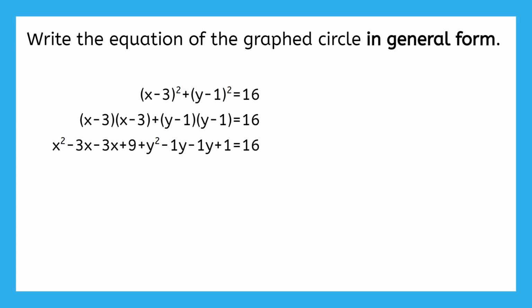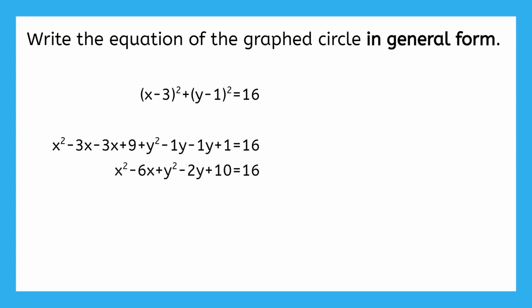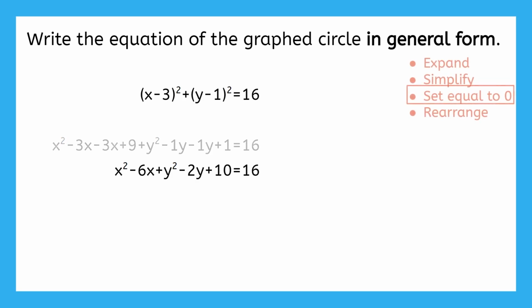After expanding, I need to start simplifying by bringing all of the like terms together. Let me clear up our workspace a bit, and you can pause the video here and combine your like terms. I can combine my x terms to get minus 6x, my y terms to get minus 2y, and my constants to get just plus 10. So what should I do next? That's right, it's time to get this equation equal to 0. Pause the video and do that now.